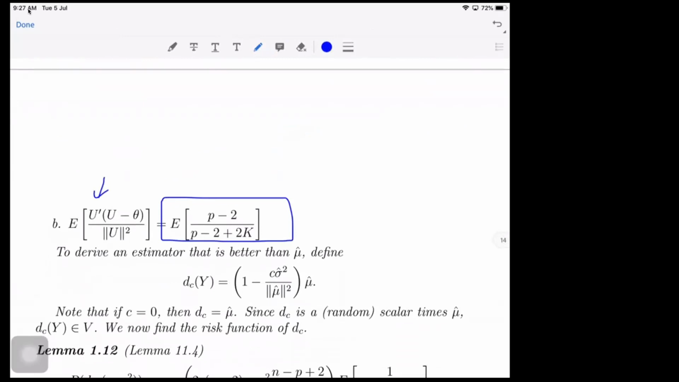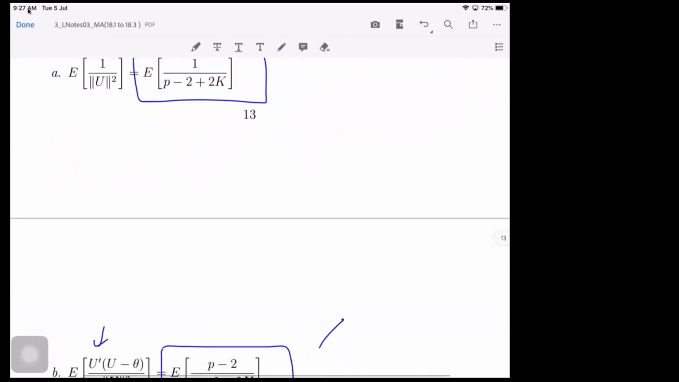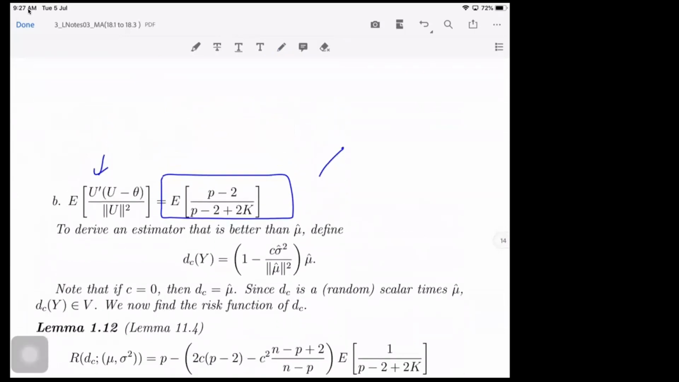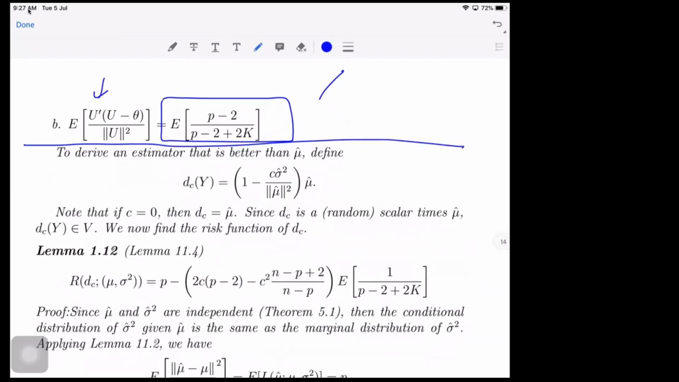If you want to see the proof of this, this is found in Arnold, the book. This is lemma 11.3. I did not write the proof here, but you can check chapter 11 for the details of the proof. So what I want to emphasize is how do we derive an estimator which is better than mu hat.